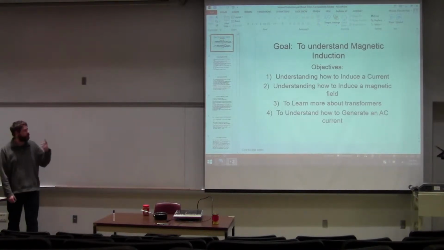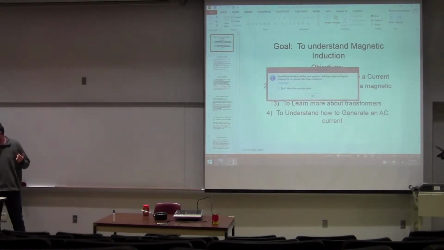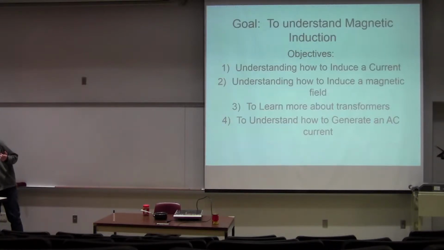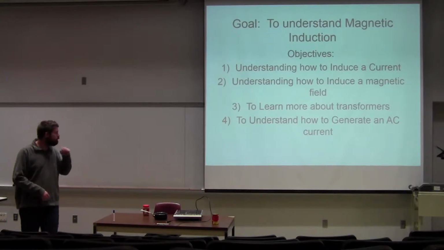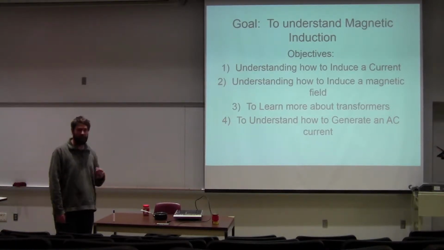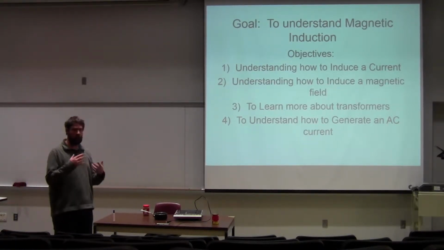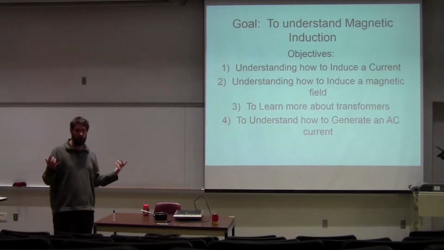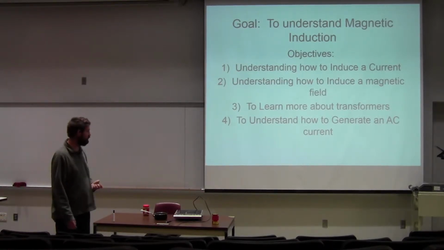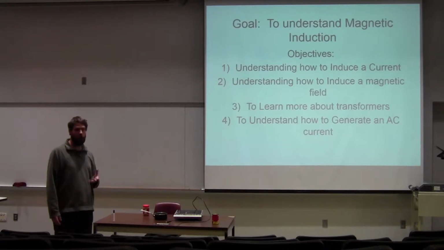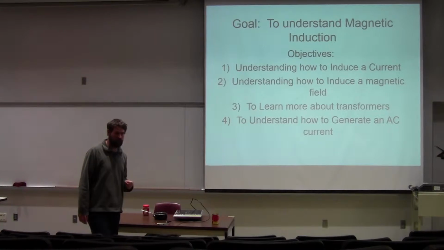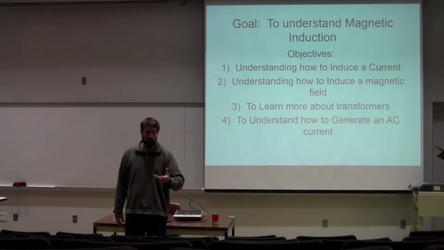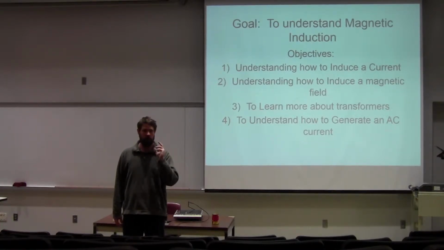So our goal is to understand magnetic induction. Our objectives were to understand how to induce a current. We're going to understand how to induce a magnetic field and how this allows us to generate alternating current, which is how most of the electricity in the United States is generated, although the energy source differs from source to source. And we'll learn a bit more about transformers and why they work and why they only work for alternating current and do not work for direct current.